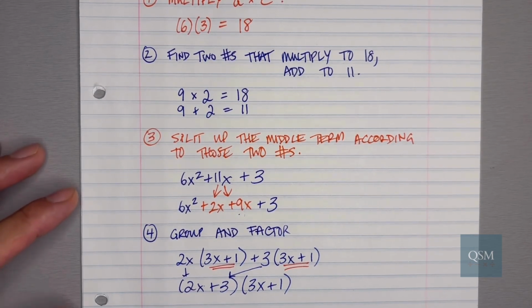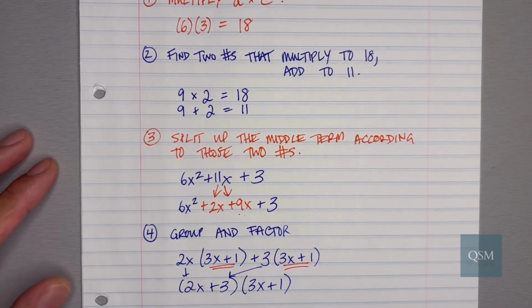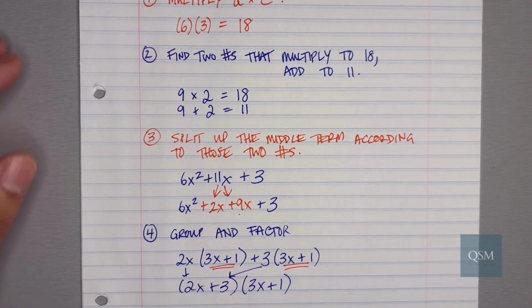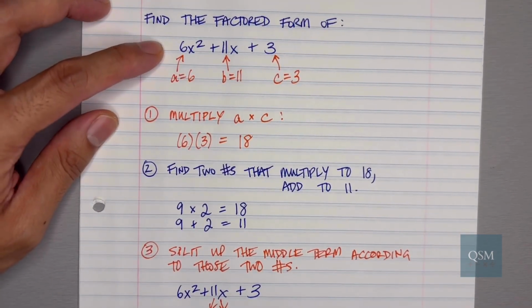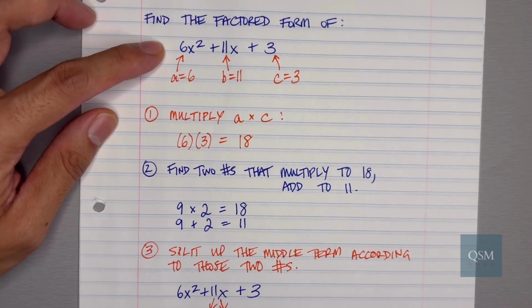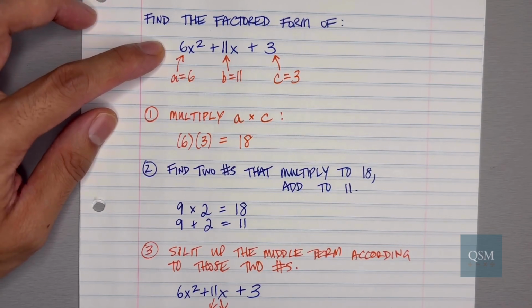And this is called decomposition. It's a great way to factor quadratics when the first term in your quadratic is not just x squared, but has a number in front of it, like in this case where we have a 6.